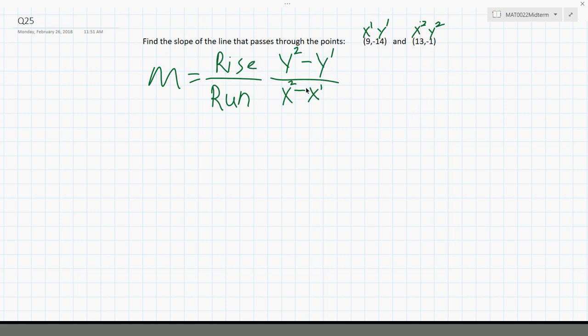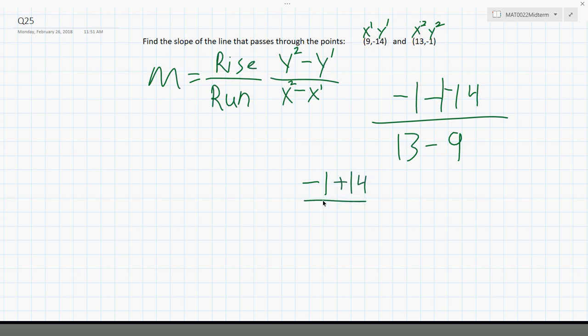So we're going to do y2 first, right? So negative 1 minus a negative 14. Because I've got a negative and a minus, I'm going to do a plus here. All right? Next part, x2. What's my x2? 13 minus 9. Okay. So we're going to write it out better. Negative 1 plus 14 over 13 minus 9.